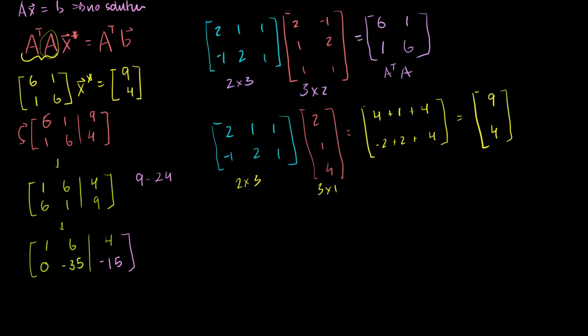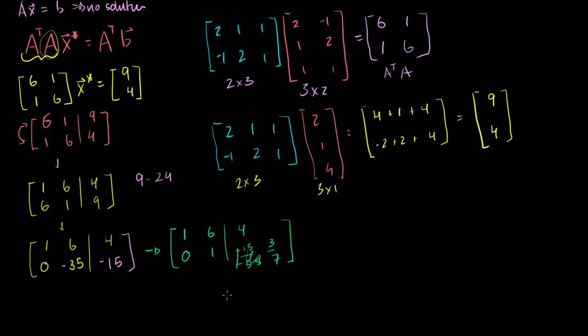And then let me go to the right now. Let me divide this row right here by minus 35. So I'm going to keep my first row the same, 1, 6, and 4. And then this row, I'm going to divide by minus 35. So I'm going to get 0, 1, and then minus 15 over minus 35. That's 15 over 35, or that's 3 over 7. So that is equal to 3/7.